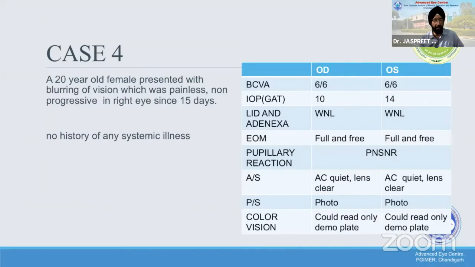So probably the last case, what we have, is a young female who comes with 6/6 vision, but has blurring of vision, she says, since 15 days. But you test her vision and it is 6/6. The important clue here is that she could only read the demo plate. So even though the pupillary reactions are fine and the vision is okay, one of the earliest indications is color vision.